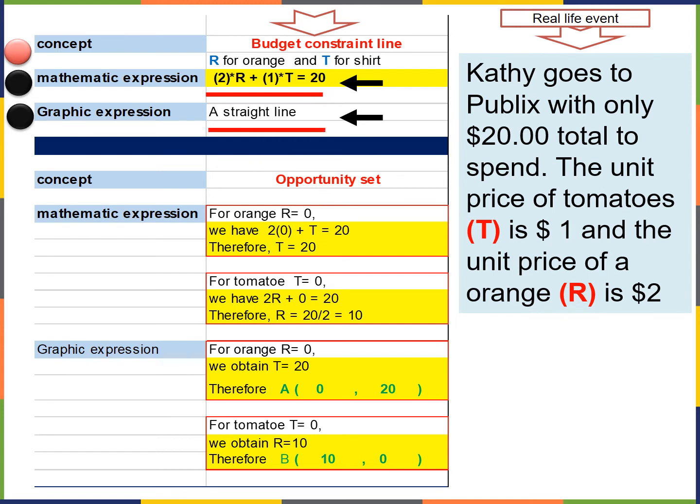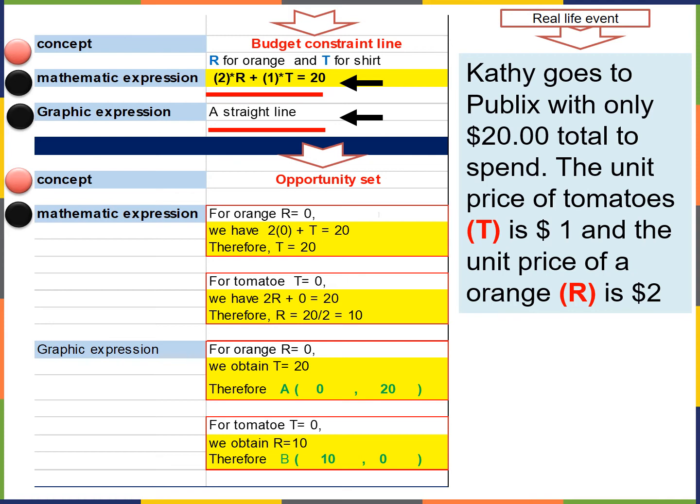The next concept that we will look into is opportunity set. The concept is better understood as follows. Let's say, for instance, you have a choice of oranges and tomatoes to buy. In this choice, you're telling yourself, well, I am not purchasing oranges at all. Therefore, the quantity of oranges will be represented by R equals 0.